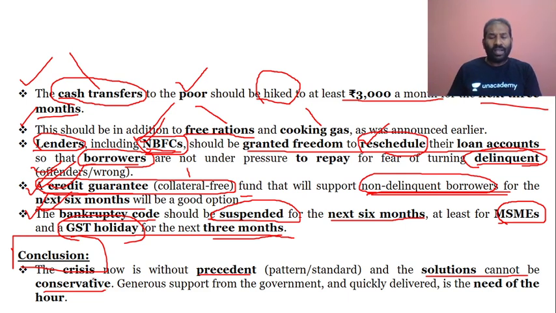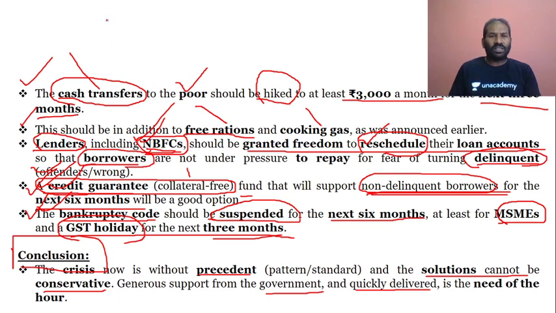So who has the responsibility now? Yes, the onus lies on the government, and the government should take very quick decisions, and those quick decisions are the need of the hour, so that the government focuses both on lives and livelihood.